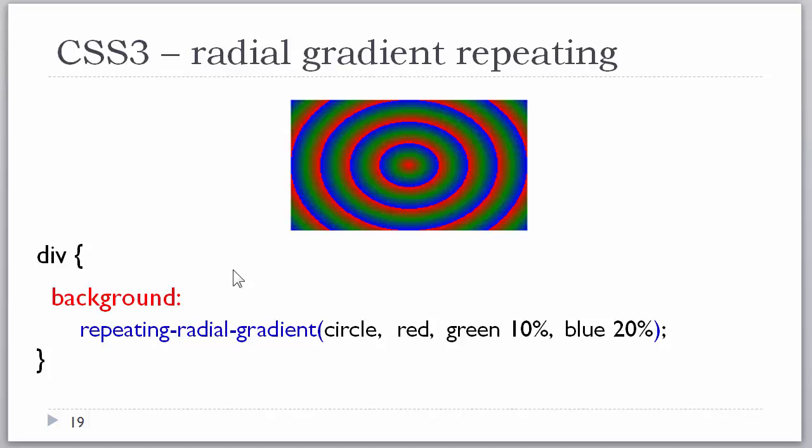You also can do a repeating radial gradient, and isn't that nice? Let's take a look at how we do that, the same way we did the linear gradient, by putting the word repeating in front of the value. And let's take a look at our start points. We have circle, comma, red, comma, green 10%, blue 20%. Here again, that's 30%, which means we have enough room to have this going around 3 times, or maybe a little bit more, depending on the size of our container.